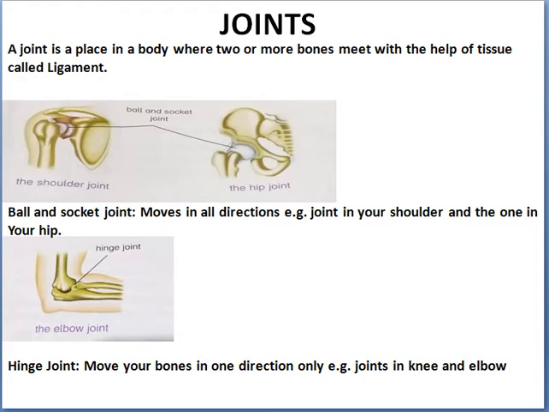There are some more joints which can only move in one direction. For example, knees and elbow. You cannot move them in opposite directions. Such joints are called hinge joints.